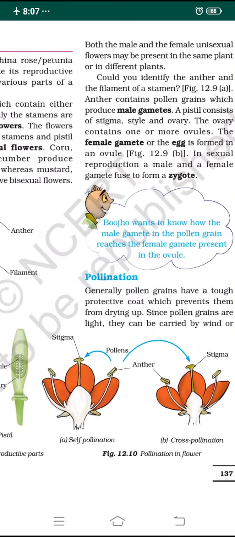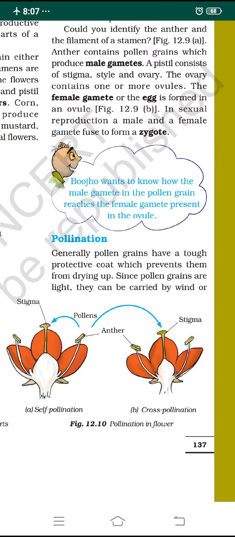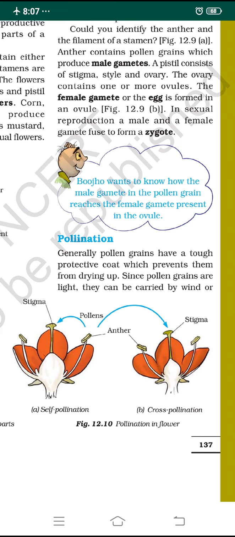Okay, so just observe here. Look at figure 12.10a, self pollination. Here you can observe pollen grains on the two sides, the anther and the filament. Pollens are present on the anther, so when they land on the stigma of the same flower of the same plant, then it is called self pollination.